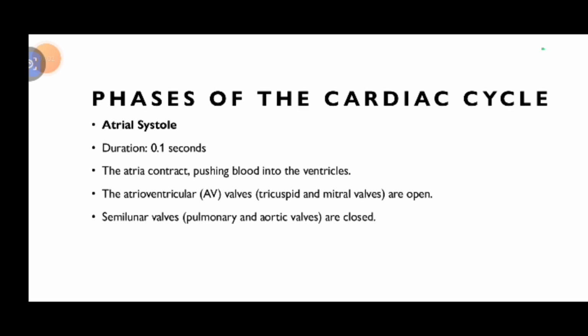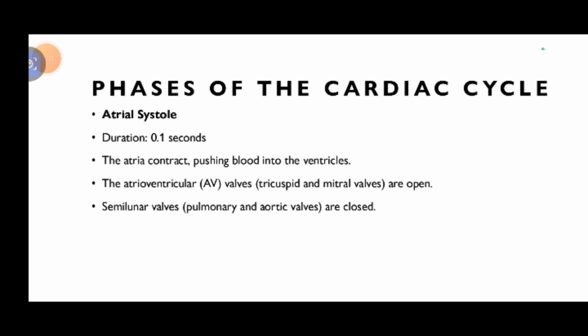Phase of the cardiac cycle: atrial systole, duration 0.1 seconds. The atrial contraction pushes blood into the ventricles. The atrioventricular (AV) valves, the tricuspid and mitral valves, are open. The semilunar valves, the pulmonary and aortic valves, are closed.